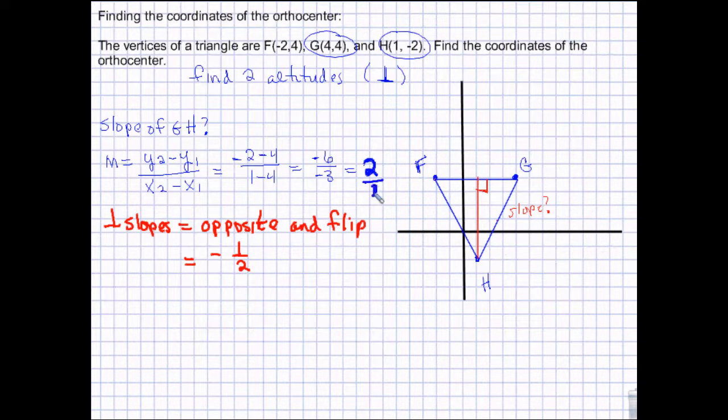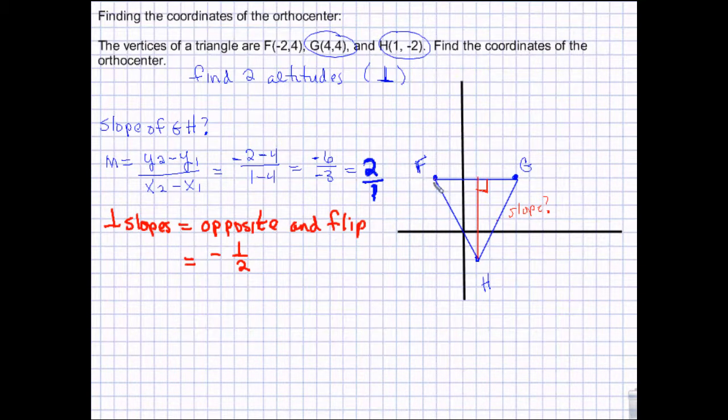Two is the same thing as 2 over 1. So if I flip it over, I get 1 over 2. Oh, okay, and then this is positive, so I want it to be negative. Did that help? So when it's positive, you make it negative. When it's negative, you make it positive, yeah.